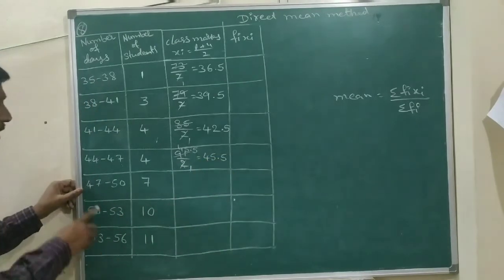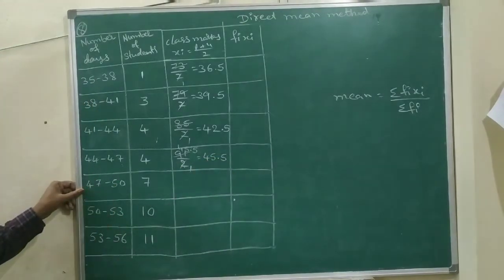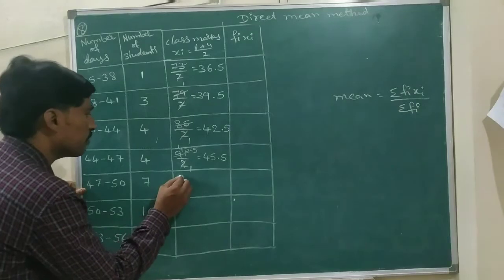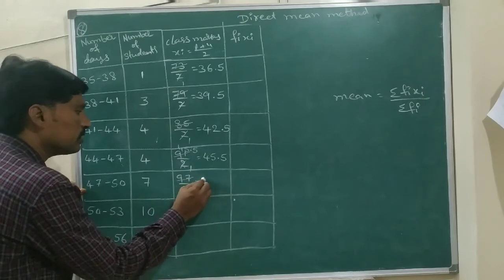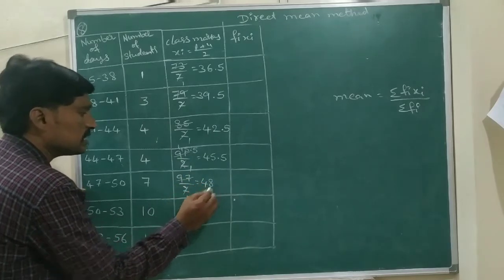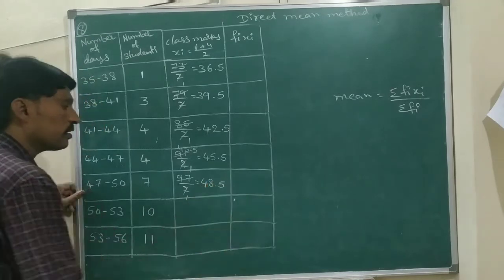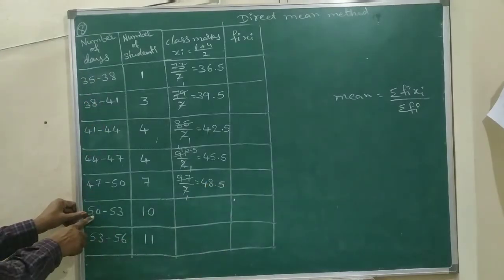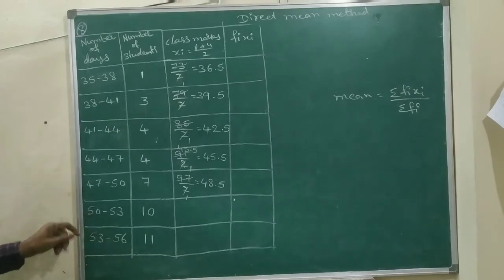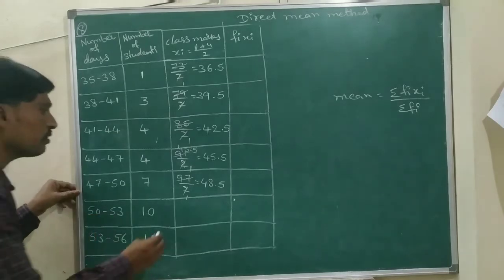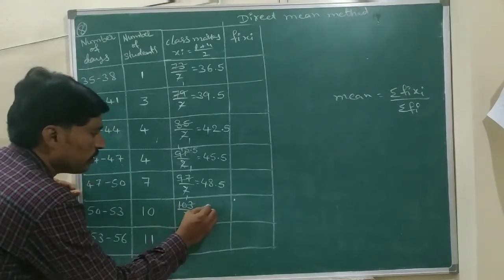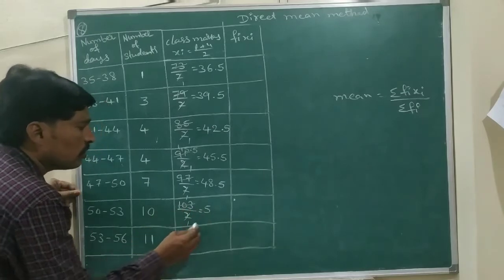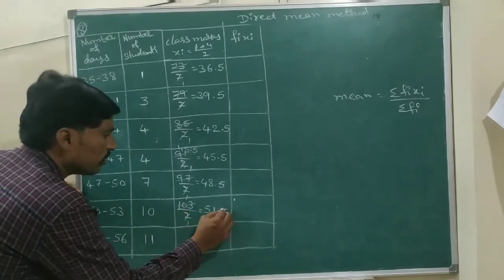So 45.5. Next, 47 plus 50 class interval. 47 plus 50 is 97 by 2. 2 1s are 2, 2 4s are 8, 1 remained, 2 8s are 16, 1 remained, 2 5s are 10. So 48.5. Next class, 50 to 53 class interval. Lower limit is 50, upper limit is 53. 50 plus 53 is 103 by 2. 2 1s are 2, 2 5s are 10, and 3 is there, 2 1s are 2, 1 remained, 2 5s are 10.